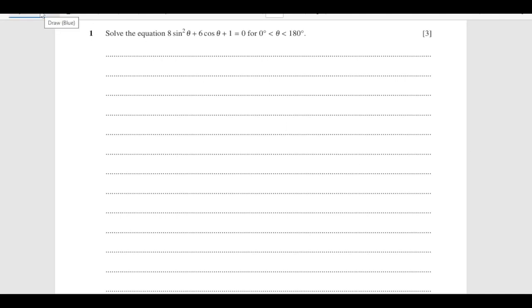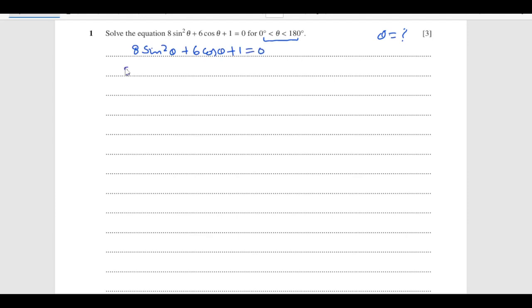So solve the equation 8 sin squared theta plus 6 cos theta plus 1 equals 0, for 0 to 180. So we are looking for the value of theta in this range between 0 to 180. So I will rewrite the equation here: 8 sin squared theta plus 6 cos theta plus 1 equals to 0, right.